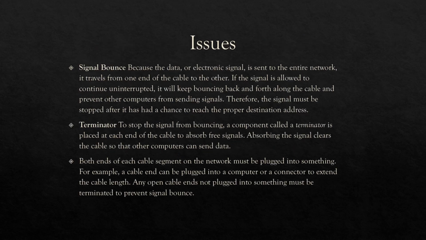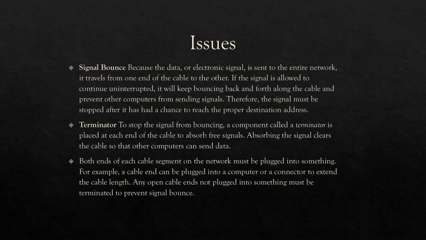Some other issues connected with bus topology are bouncing of signals. Because the data or electronic signal is sent to the entire network, it travels from one end of the cable to the other. And if the signal is allowed to continue uninterrupted, it will keep bouncing back and forth in the cable, which will stop other computers from sending data. So what is the solution? The solution is using a terminator.